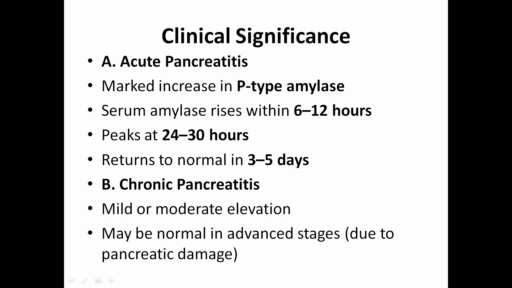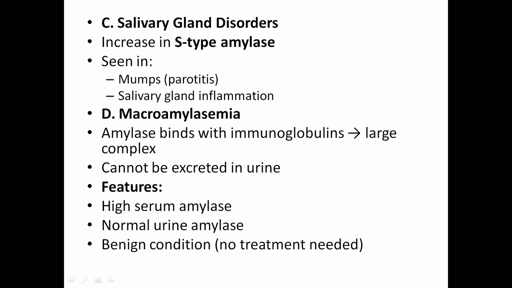But in case of chronic pancreatitis, mild or moderate elevations of the P-type amylase happen, because at this time the pancreatic damage has already happened. Now, salivary or S-type amylase. A salivary gland disorder indicates an increased level of S-type amylase. It is seen in mumps, also known as parotitis, a salivary gland inflammation.